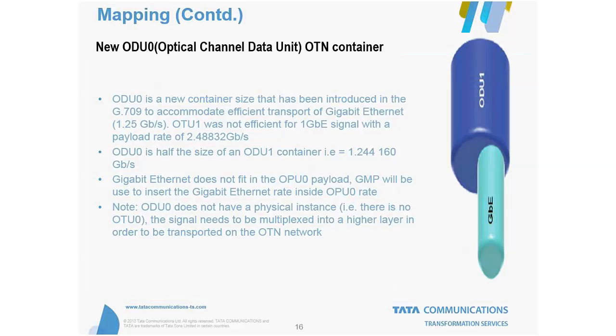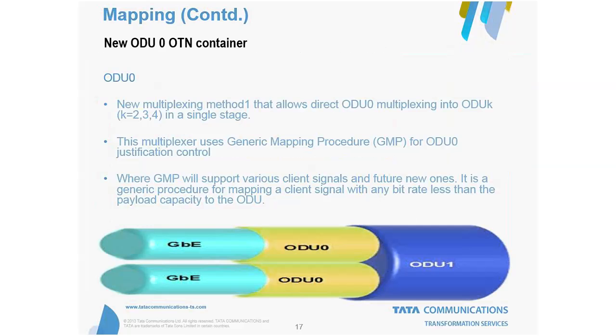And for doing this, we have this protocol called generic mapping procedure, which enables this packaging. That is, a gigabit Ethernet is coming in, and you are wrapping it into an ODU 0, and then 2 ODU 0s will combine and go into an ODU 1. Okay, this is the container. So gigabit Ethernet signals are being made into ODU 0s, and that enters into ODU 1. But as such, there are no OTU 0s.